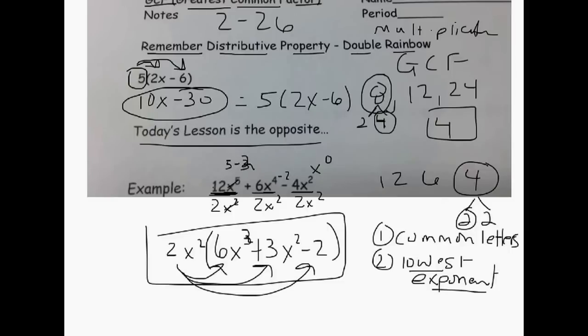2 times 6 is 12. x squared and x cubed makes x to the 5th. 2 times 3 is 6. x squared and x squared makes x to the 4th. 2 times negative 2 is negative 4. x squared and nothing is x squared. So this is the right answer. So you were able to see the importance there of checking my work.